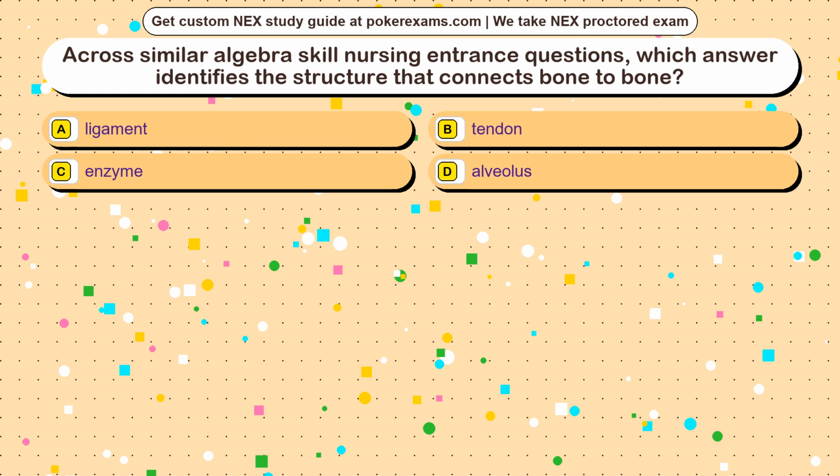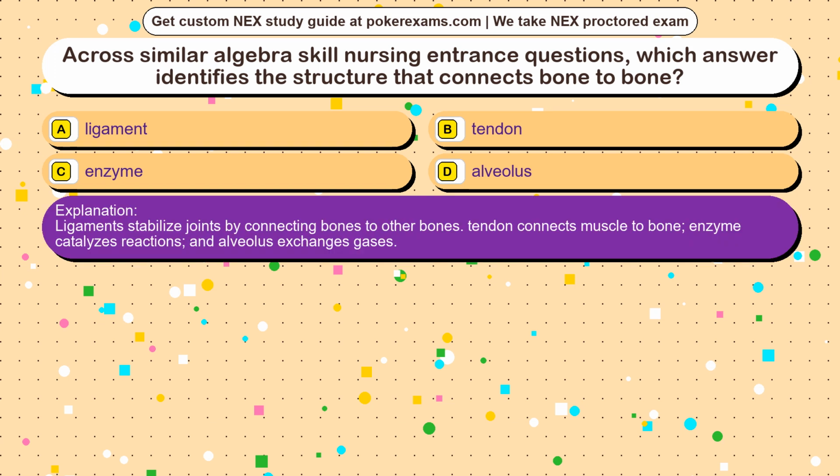The correct answer is option. Ligaments stabilize joints by connecting bones to other bones. Tendon connects muscle to bone, enzyme catalyzes reactions, and alveolus exchanges gases.